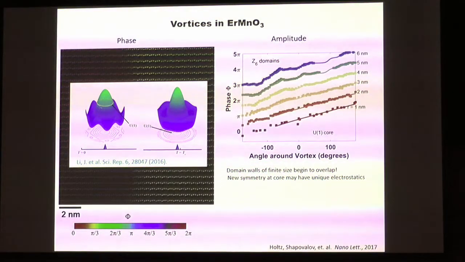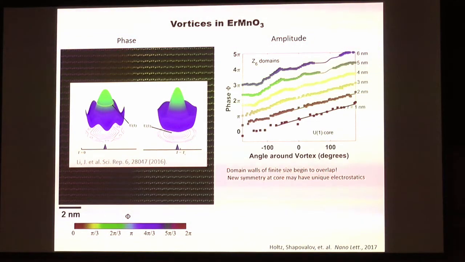And so here you can see from this cartoon that I've taken from this paper, these Z6 states. As you progress towards the TC, in this case, you get this U1 symmetry where it's rotationally invariant. And so the domain walls of this finite size are, again, starting to overlap as you get close to here.